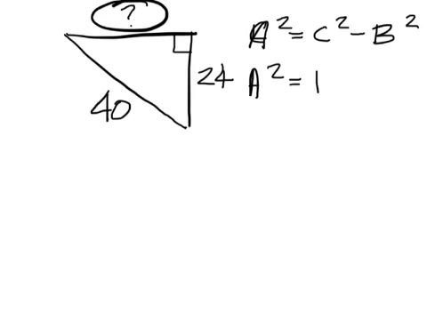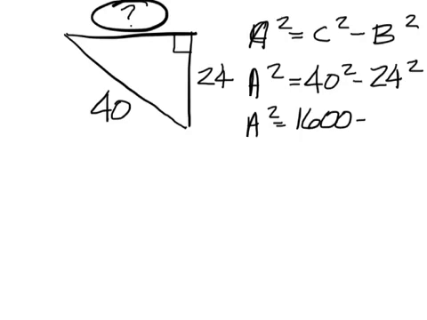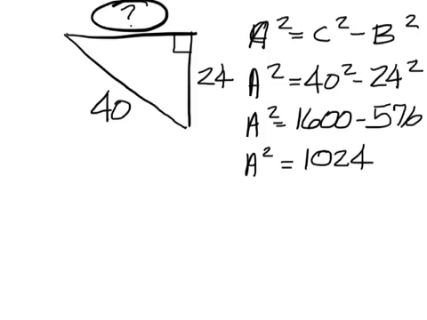But if you plug in c, you'll have 40 squared minus b squared, which is 24 squared, and do those calculations. 40 squared is 1600, and 24 squared is 576. When you do the subtraction, you should have 1024. And do the square root of 1024 in your calculator to come up with 32.